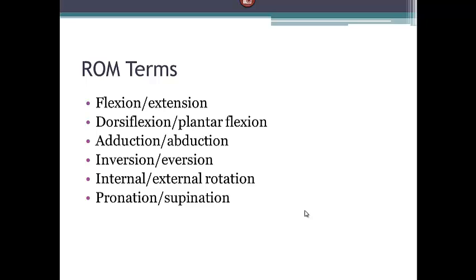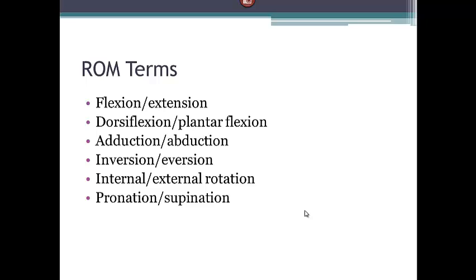Internal and external rotation. Internal rotation is turning of the anterior surface of the limb inward. Examples of these joints are shoulder and hip. External rotation is turning of the anterior surface of the limb outward. And the same joints are examples of those, shoulders and hip.